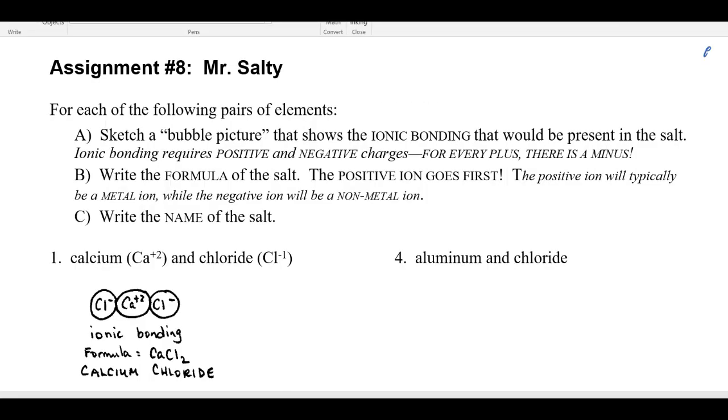We're looking for 3 skills. First skill is to be able to draw a picture. Second skill is write a formula. That's symbols. And then write the name. First example is already done for you.